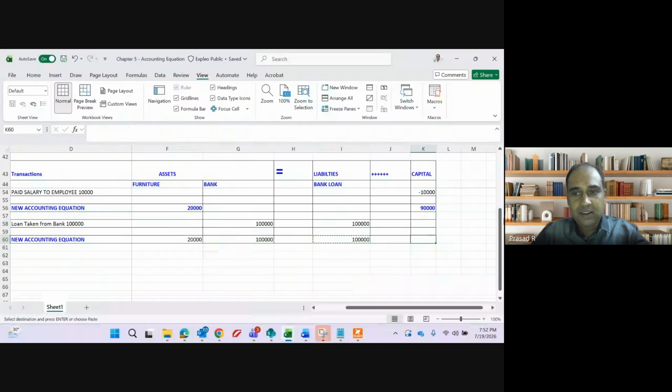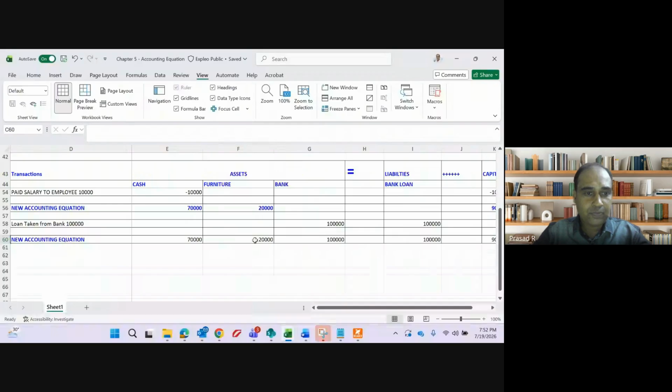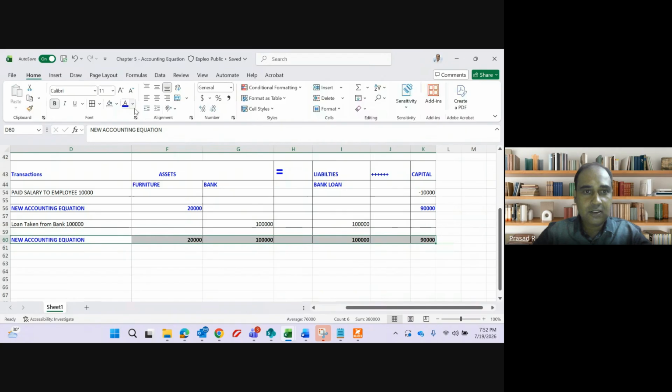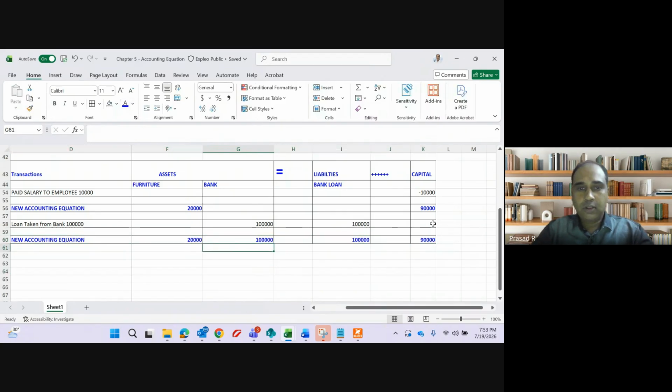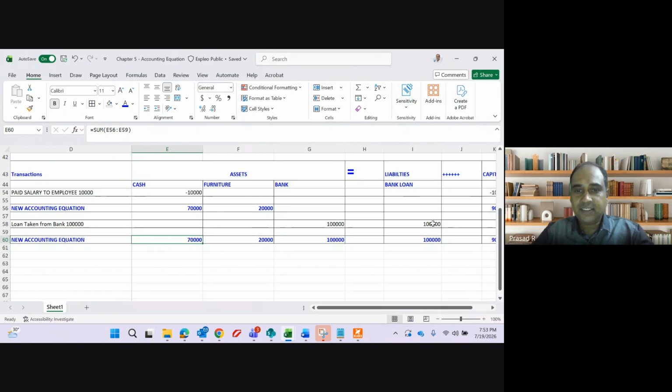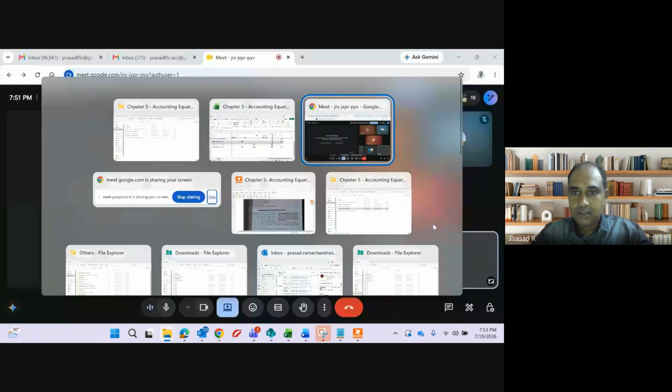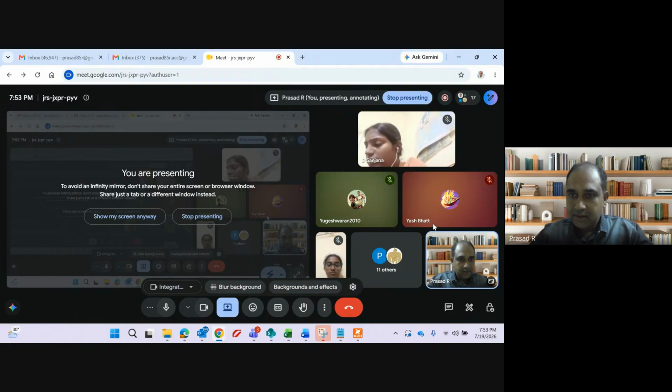And any change in capital? There is no change in capital. So my new accounting equation will be, and after every transaction we have to form a new accounting equation, guys. Clear? Any doubt? Just see whether assets equal liabilities plus capital. Asset total is 1,90,000 and the liability total, bank loan plus capital, is 1,90,000. Clear? These are the four examples that I have given.